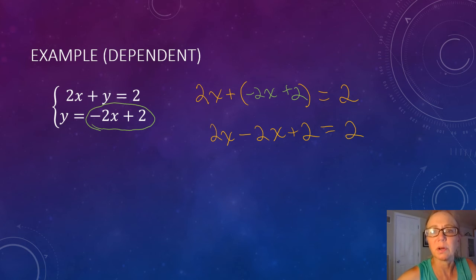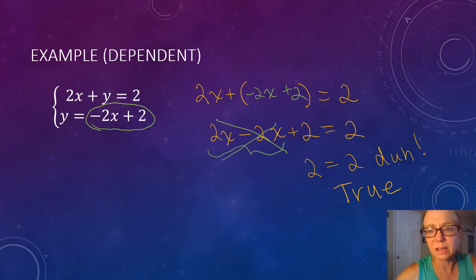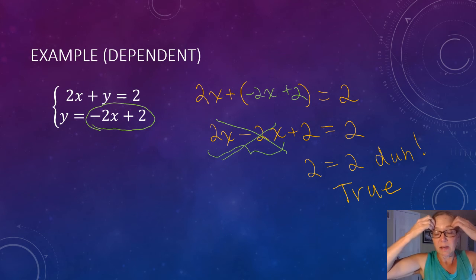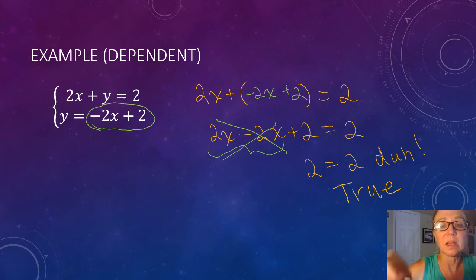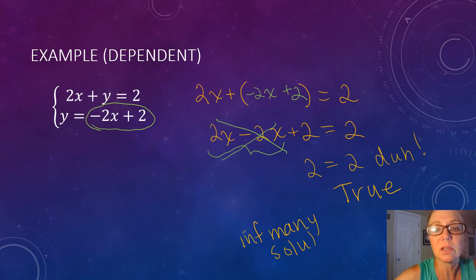A lot of 2's in this problem. And now I'm going to combine like terms. 2x minus 2x is 0. So now what am I left with? 2 equals 2. Well, duh, 2 equals 2. So if you get a blatantly true statement like 2 is 2, then you know that it's a dependent system and the solution is infinitely many solutions. So the answer to the question is infinitely many solutions.